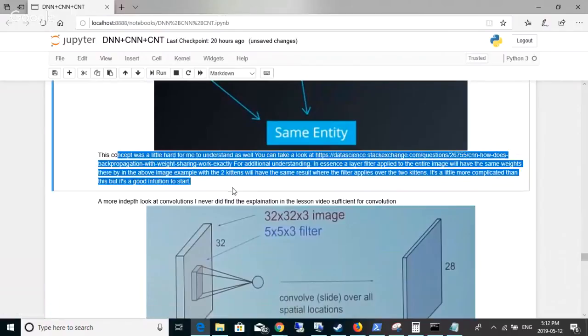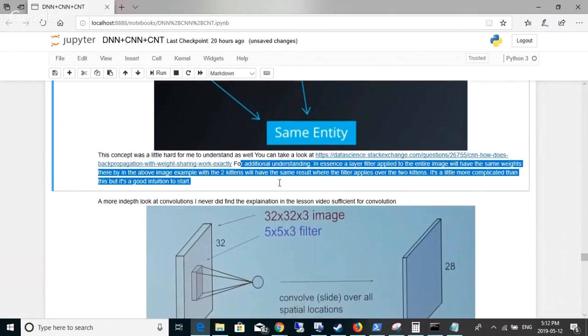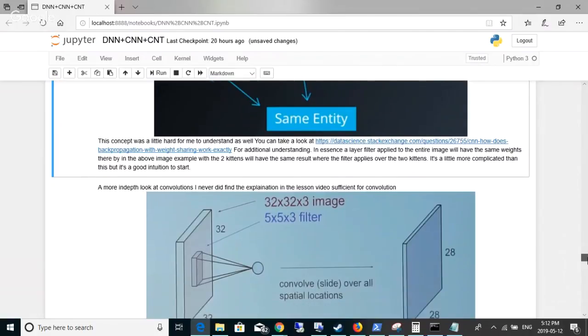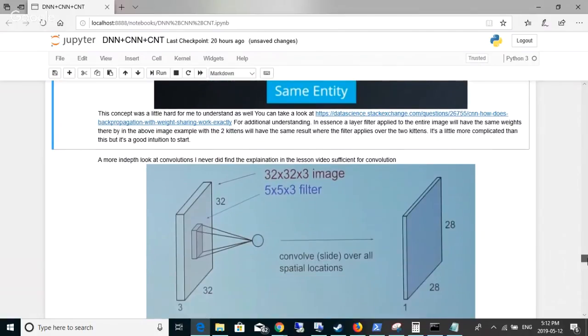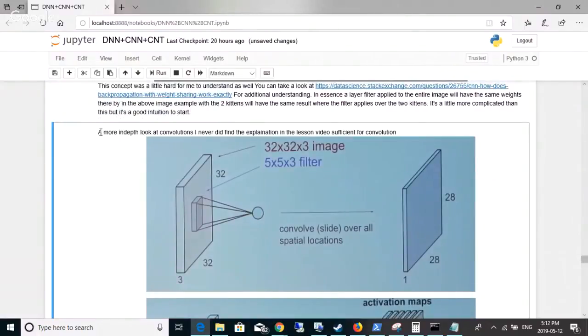For better understanding, you can always look at this Stack Overflow and how it works. That's how I got a better understanding of this. In essence, the same weights are applied to the entire image, finding patterns with the filter. It's a little more complicated than that if you really want to dig in, but this is a good start idea.